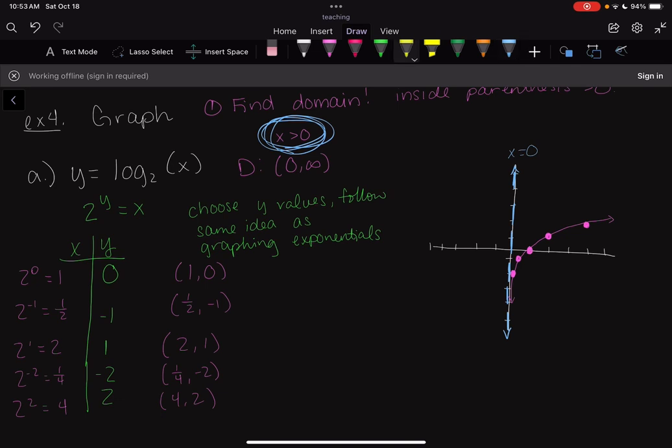So my range here, I'll go ahead and write that. My range is everywhere. I've got negatives, I've got positives, everything. So -infinity to infinity.